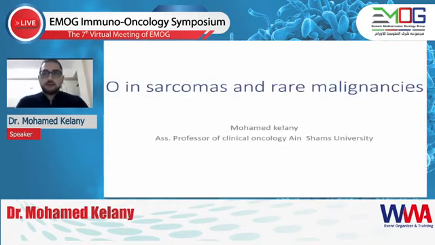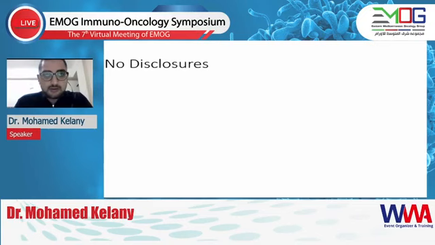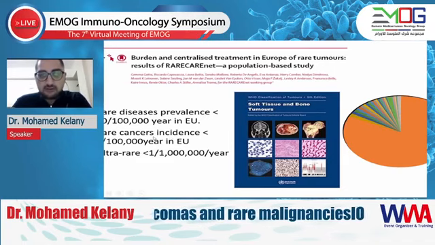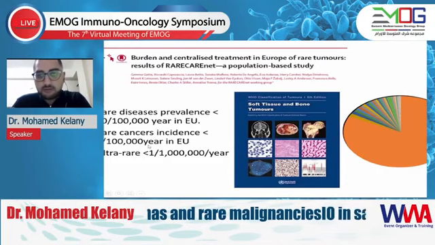Okay. Now we shift from a very common disease area, breast cancer, to a very rare disease subtype, sarcoma, a rare malignancy. I have no disclosure. Based on the Rare Cancer Network or EuroCan, they defined a rare disease as a prevalence below 50 per 100 million population per year in Europe. Also, rare cancer incidence is below 6 per 100,000 population in Europe, and what's called ultra rare is an incidence below 1 per million per year.